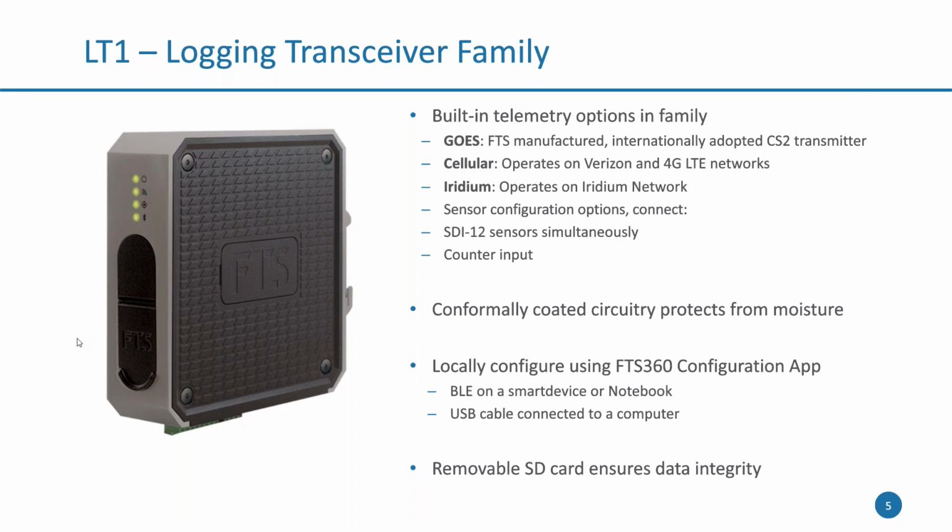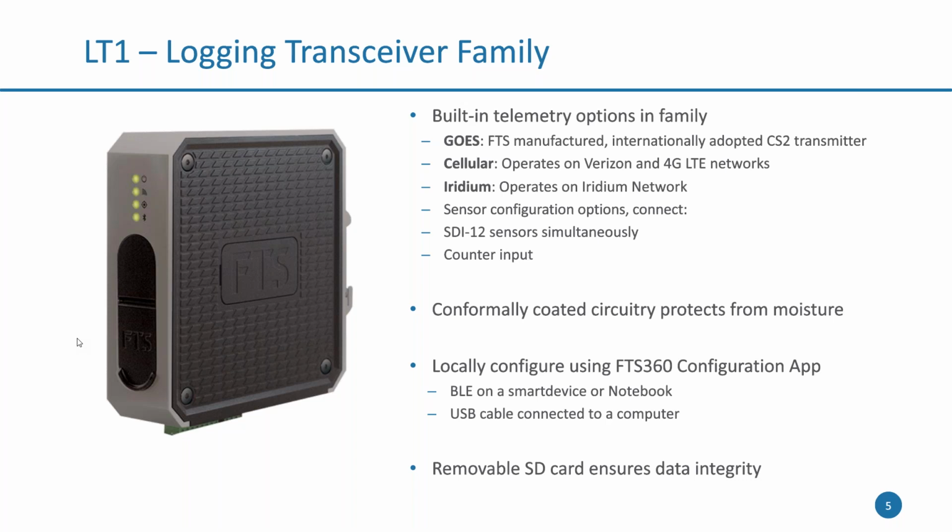We have three packages, if you will, that are all built into the same size. The GOES unit has an integrated transmitter. FTS manufactures that. And then we also have the cellular version, which operates off the Verizon and 4G LTE networks, providing some two-way communication, and that's evolving on that two-way portion of it. We also have the Iridium version of this, which of course operates on that two-way communication of Iridium, which is extremely useful.